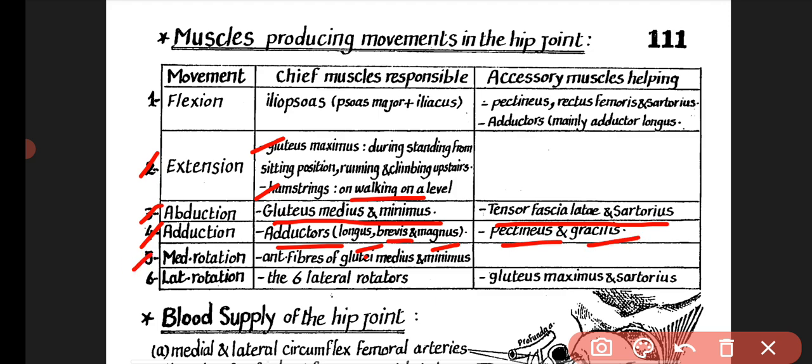Medial rotation is performed by the anterior fibers of the gluteus medius and minimus. Lateral rotation is performed by all the 6 lateral rotators, and also the gluteus maximus and sartorius.